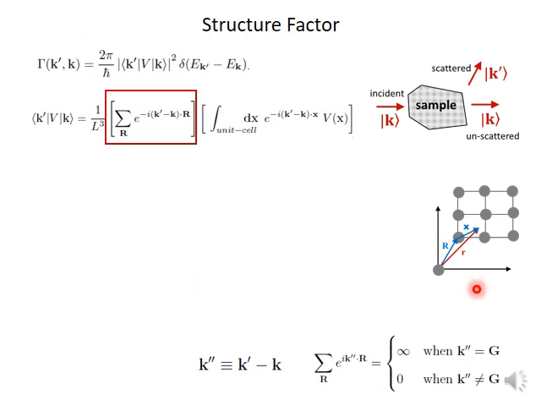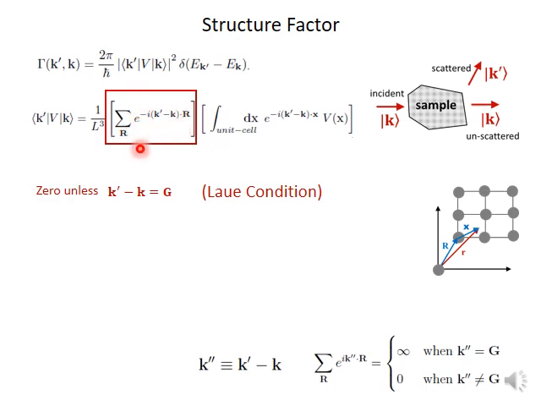So this condition can be summarized in this statement: when k prime minus k equals G, a reciprocal lattice vector, this sum would give you infinity. Otherwise, it would give you 0. This is called the Laue condition, which we derived last time as well. The only thing is now this is multiplied by a certain prefactor, so it won't give you infinity, but rather a large number.